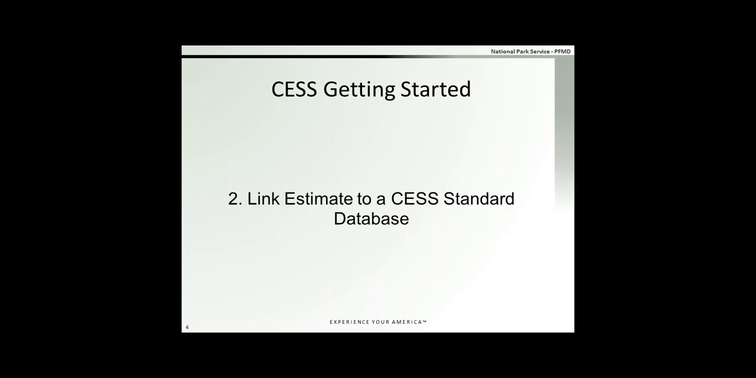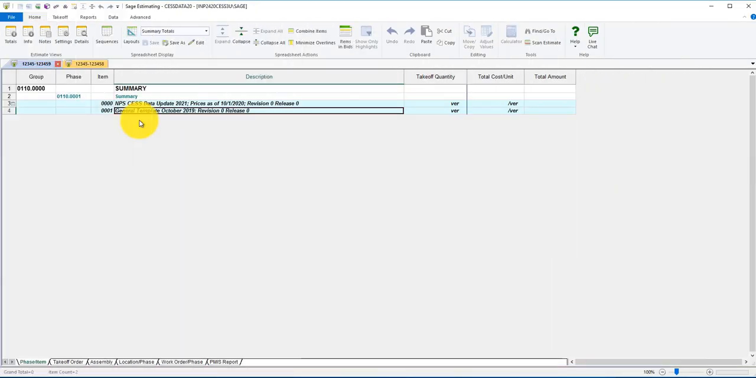In CESS, we populate our spreadsheet with items from a database. To do that, our estimate needs to be linked to the database we want to copy the items from. And that database name is always displayed in the title bar here, upper left in your application. There are a couple of instances where you may need to link your database to an alternate database or restore your original database link if for some reason it loses the link to that database.